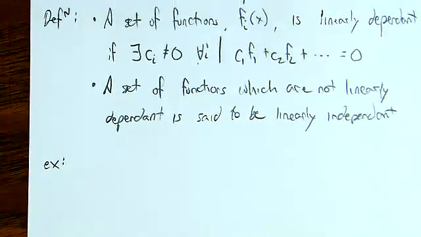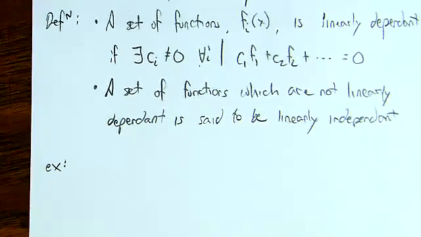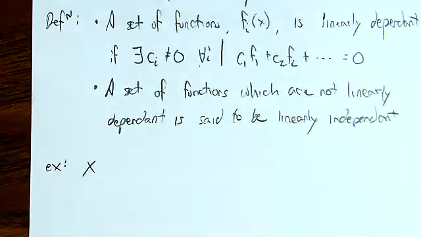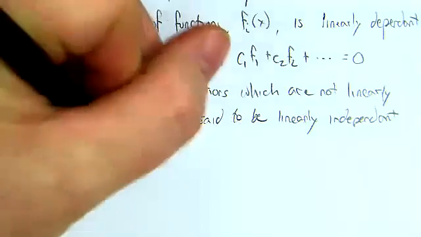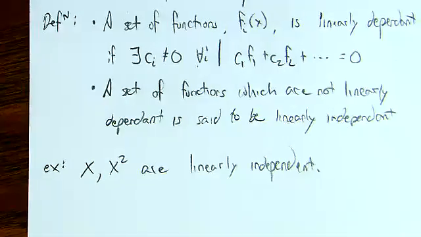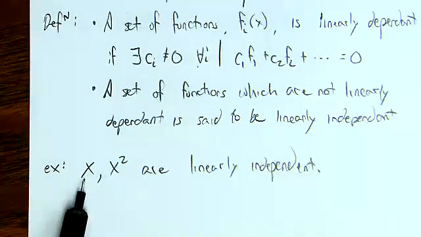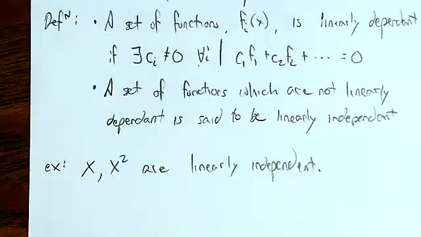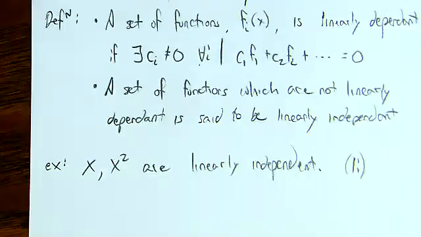For example, just ignoring the infinite number of functions that are possible here, we can just talk about two functions. For example, x and x squared are linearly independent because there's no constant I can multiply x by to get x squared. There's no constant I can multiply x squared by to get x. So we say that they're linearly independent. And going forward, I'm just going to abbreviate that as LI.